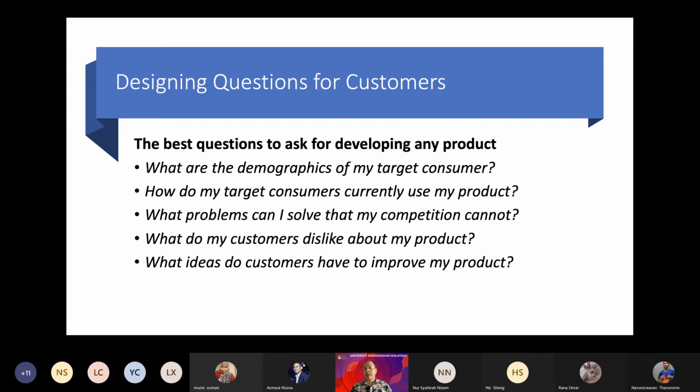And then, do my target consumers currently use my product? If yes, they are looking forward to what's next, and that gives you more creative ideas on how to develop things. Especially when you get back to them and ask what they like about the product they have been using, they give honest feedback, and it helps you improve your product.